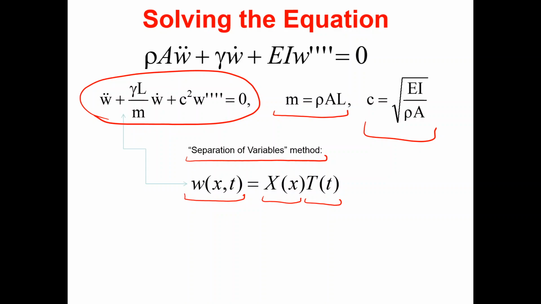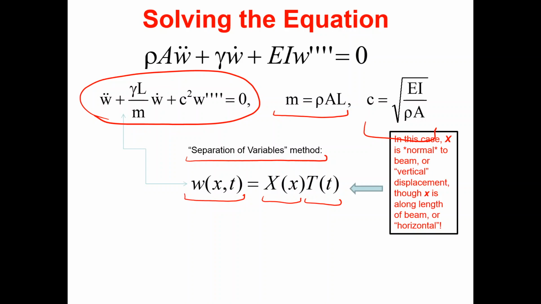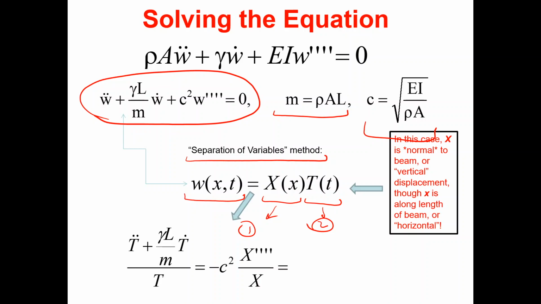So your W, which is displacement of x and t, is going to be equal to one function that is only a function of x multiplied by one function that is only a function of time. And then we are going to find a solution for each of them separately. So one solution, two solution. Your final solution is essentially going to be a multiplication of the two solutions. That's it. Okay.